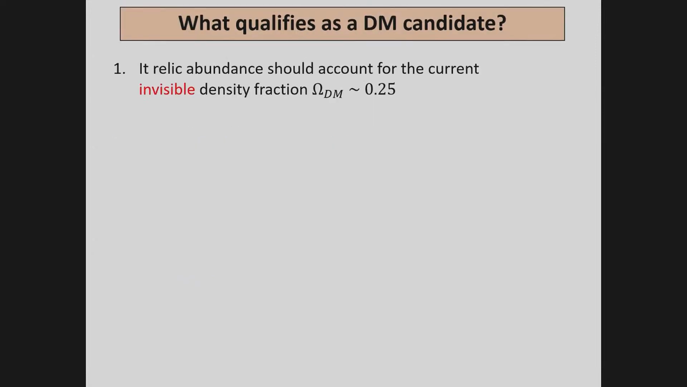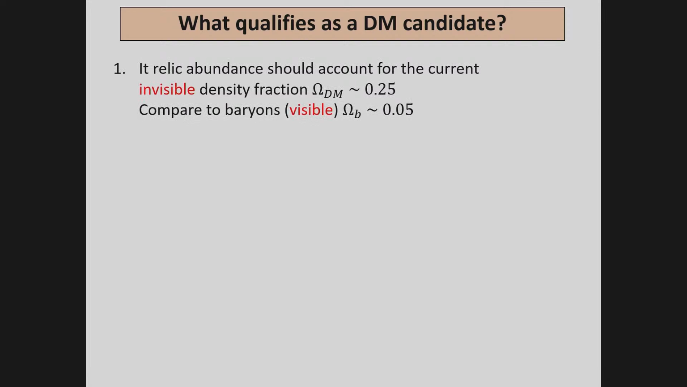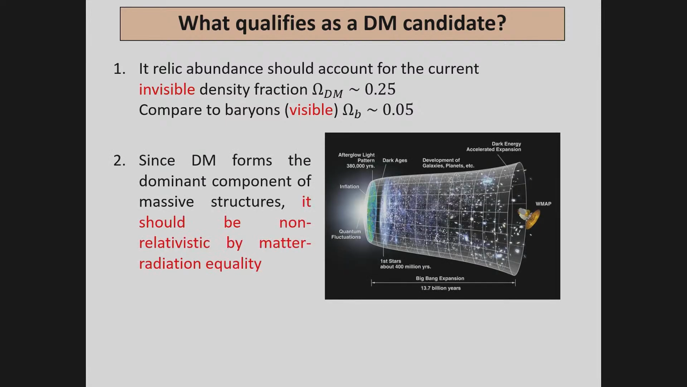Okay, so what qualifies as a dark matter candidate? First, the dark matter should be able to explain the invisible density fraction that we have in our universe today, which is about 0.25. You can compare it to the baryon fraction, the visible fraction, which is only 0.05. So dark matter, the invisible part, dominates the visible baryonic part in the ratio 5:1. So dark matter forms the dominant component of the universe's mass.